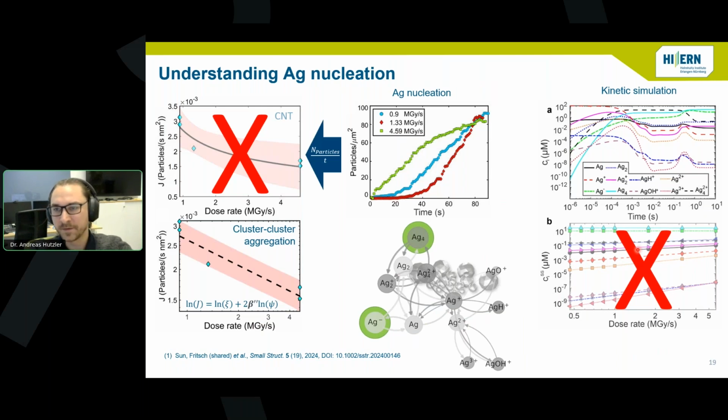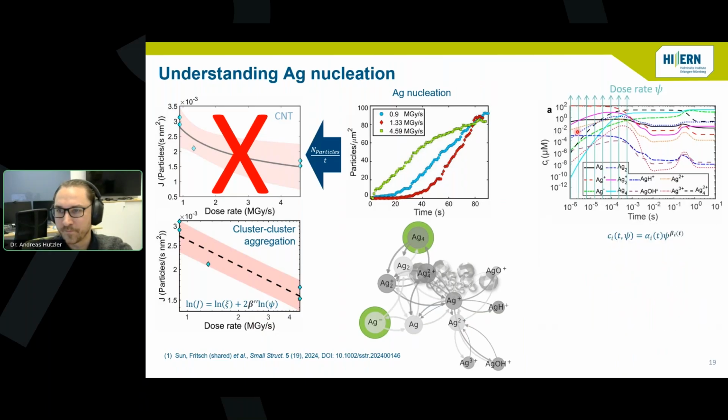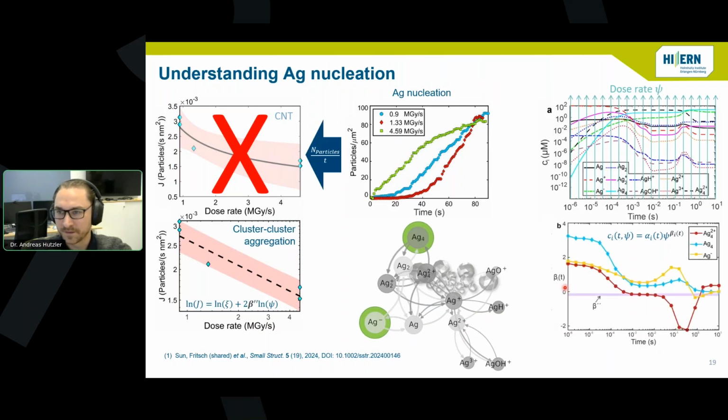And we then thought about, okay, maybe it's a transient process, maybe it already happens in the early state of this steady state formation. So what we did, we looked at each point here in time and plotted this over the dose rate, and what we got was this kind of plot. So this is the exponent, what we got from the power law, plotted against time.